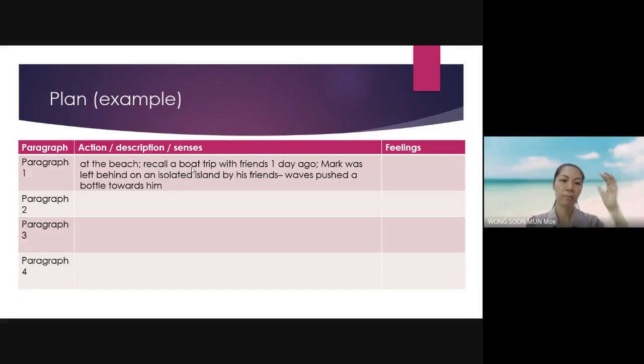Okay, recall a boat trip with friends one day ago. That means one day ago, Mark went on a boat trip with his friends. But then what happened? He was left behind on an isolated island by his friends. Oh, his friends were so bad, they left him on the isolated island, and then they just went away.